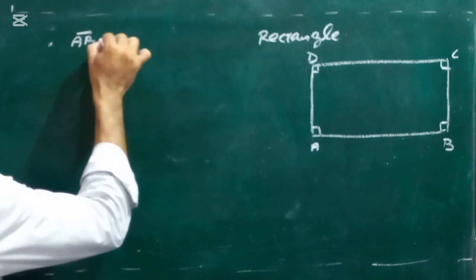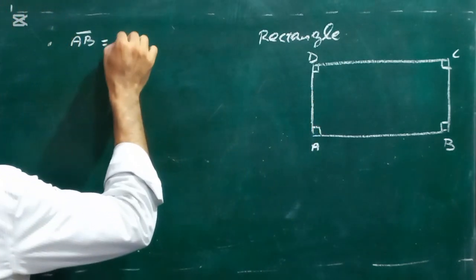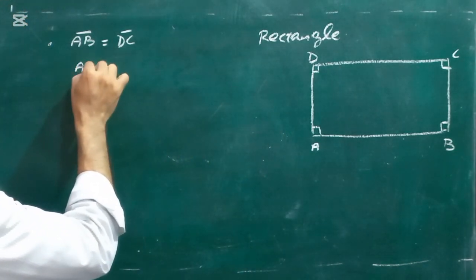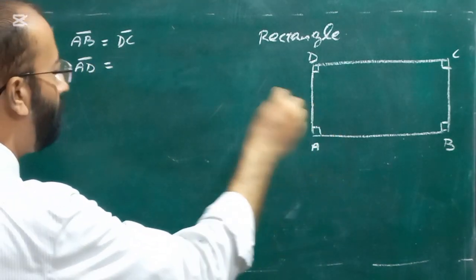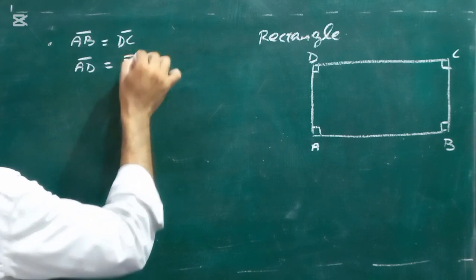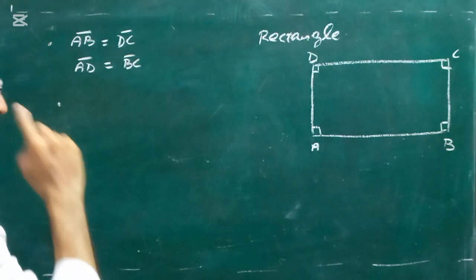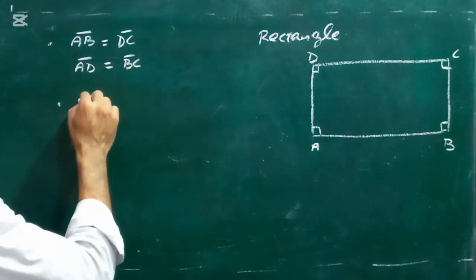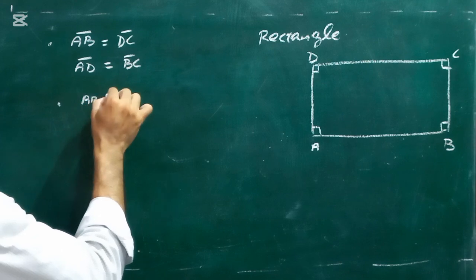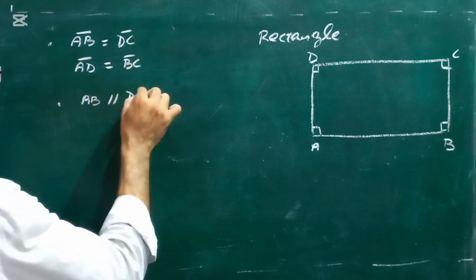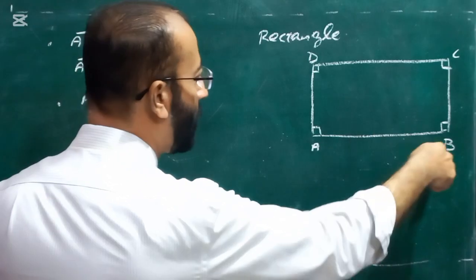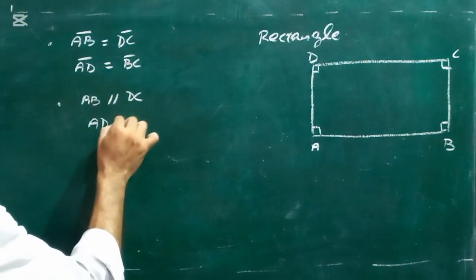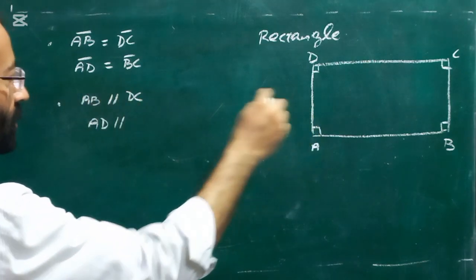So AB is equal to DC and AD is equal to BC. The next property in the rectangle is opposite sides are parallel as well. So AB is parallel to DC side and AD side is parallel to BC.